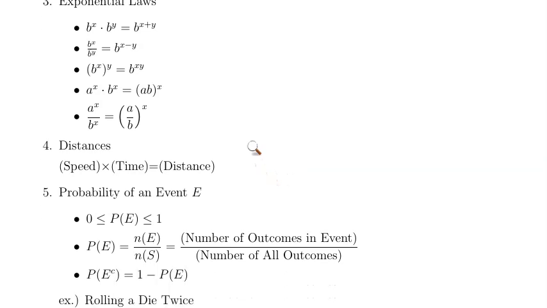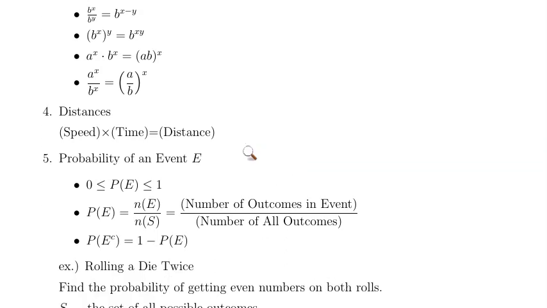And the next one is another simple one, distance. Remember that the distance is simply speed times time. And if you want to find the speed, you do distance divided by time to get your speed. But if you want time, you can do distance divided by speed.